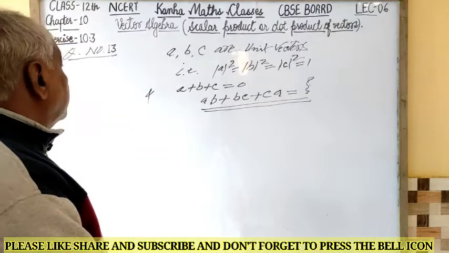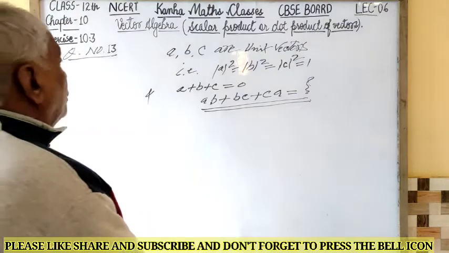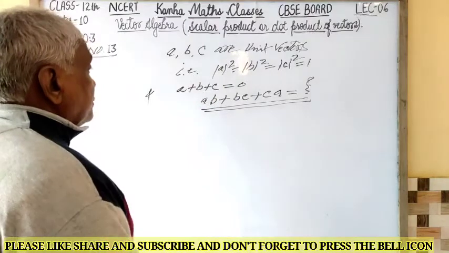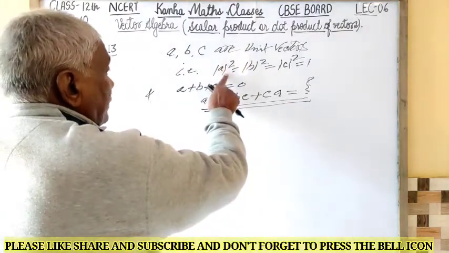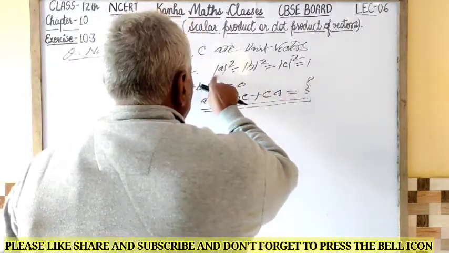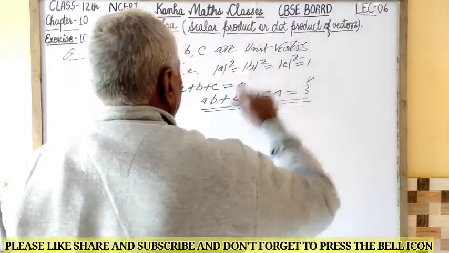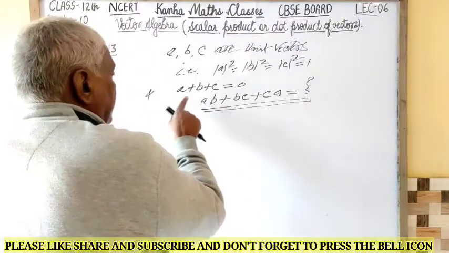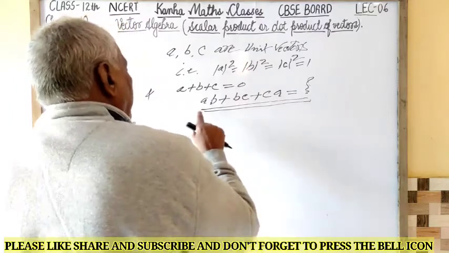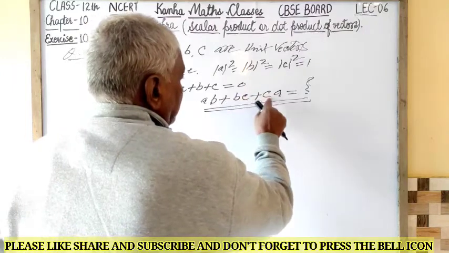In connection with the previous videos, we are solving the scalar product or dot product of two vectors. Continuing in the same exercise, we will find question number 30 where A, B, C are unit vectors. It means mod of A square is equal to mod of B square is equal to mod of C square is equal to 1. Unit vectors means A square is equal to B square is equal to C square is equal to 1. And it has also been provided that A plus B plus C is equal to 0. On these two grounds, you have to find the value of A.B plus B.C plus C.A.